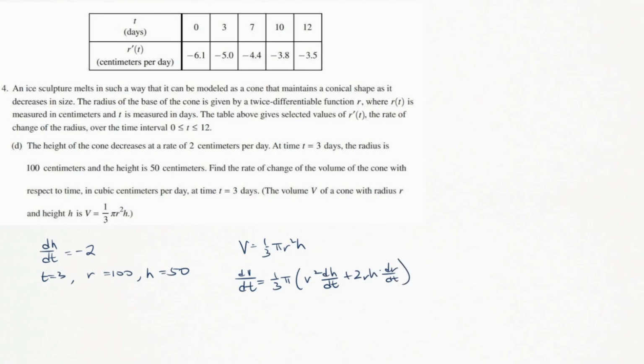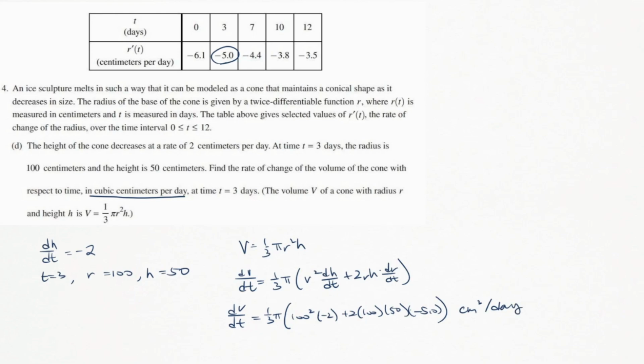And if we plug in the given information, dV/dt is equal to 1/3 pi times r squared, which is 100 squared, times negative 2, plus 2 times 100 times 50 times dr/dt. Now for dr/dt, we go back to the table up here. At time t equals 3, our dr/dt is given by negative 5.0. And the unit is cubic centimeters per day, so I will write that.